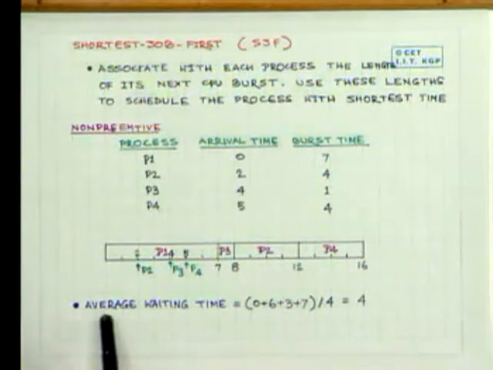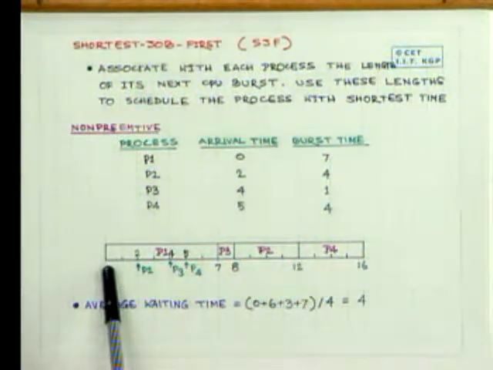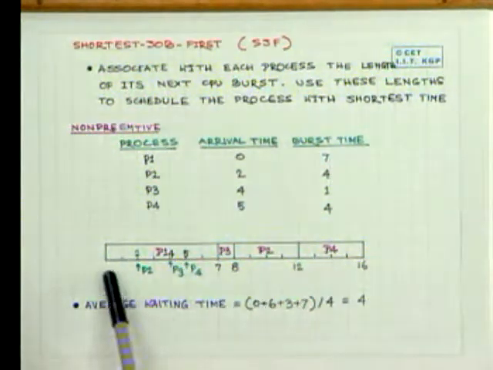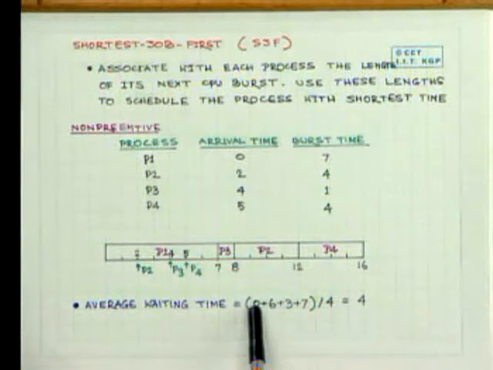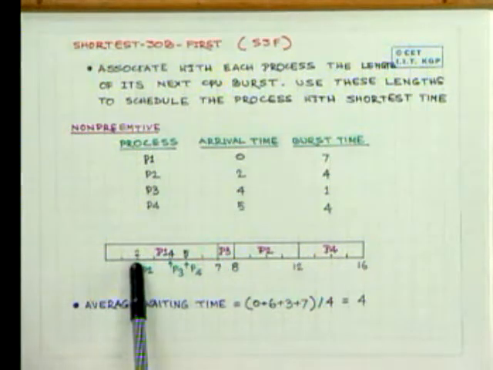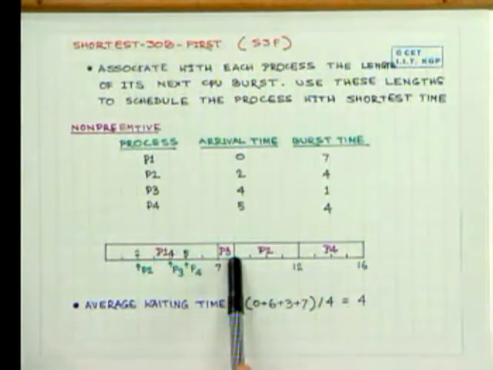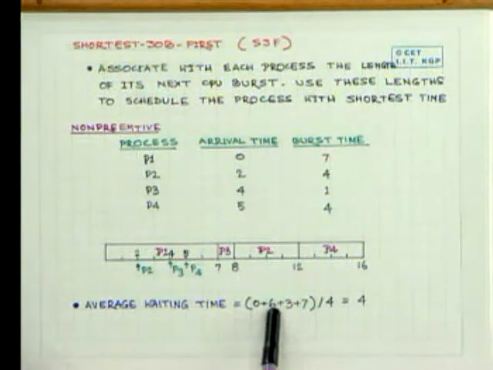So we can see that the waiting time here is 0 for P1, and 6 for P2, because P2 arrived at 2 and has been scheduled at 8. Therefore, 8 minus 2 is 6.